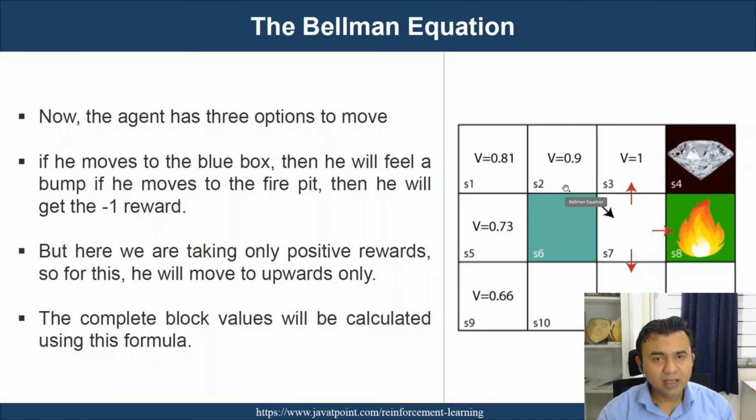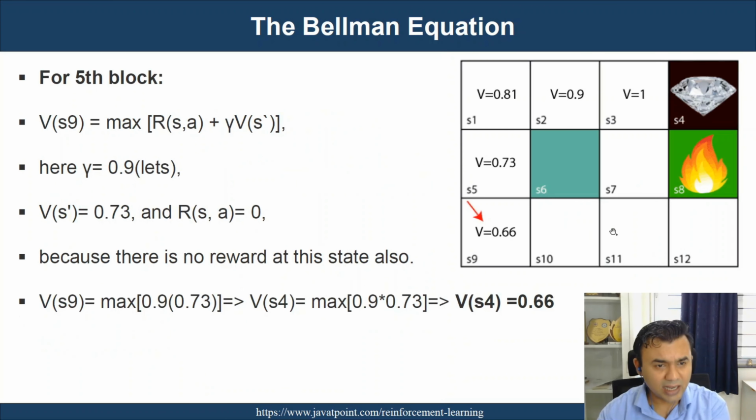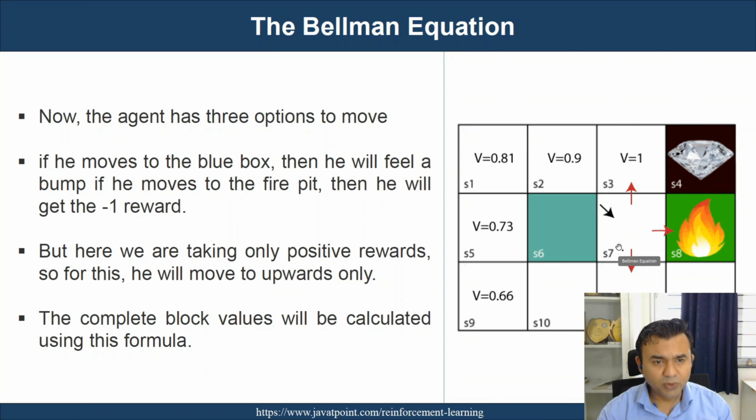Now let's say some of the other points. Let's say now the agent has 3 other options. Let's say somehow by mistake I reach S7, and I'm standing here, right? Even if I move towards S6, it's a wall. I cannot do that. If I move to S8, it's a fire pit. I cannot do that. I get the negative reward.